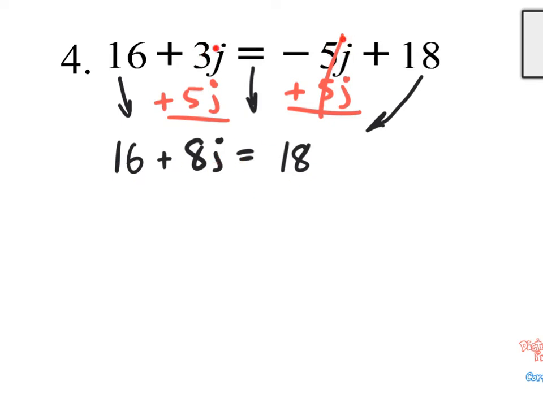So up here we had j's on both sides. Now we only have j on one side. Let's get that j by itself. Of course, I want to get rid of that 16 by doing the opposite, minus 16. What I do to one side, I must do to the other to maintain the balance.